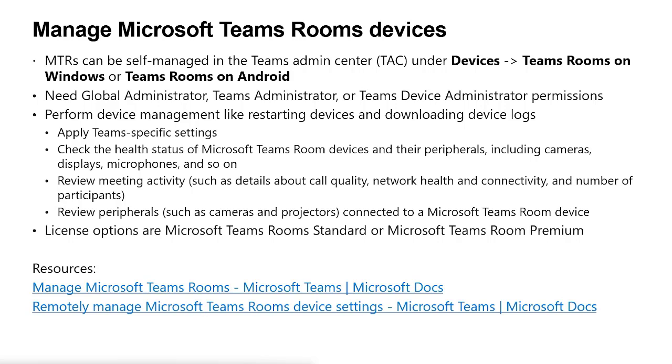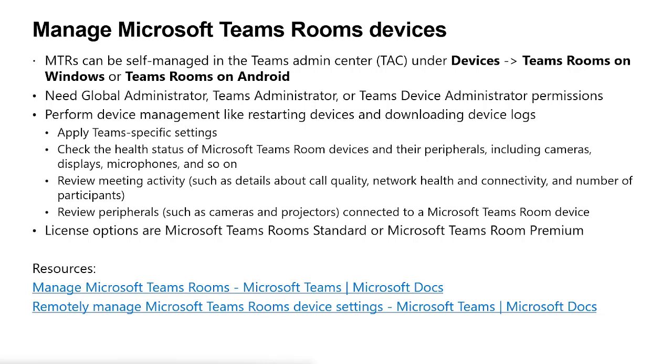The types of things you can do in terms of device management include things like restarting the devices, downloading the device logs. You can apply settings to the device relating to Teams. You can do things like check the health status of the room itself, any attached peripherals, things like cameras, displays, microphones, and so on. You can see a meeting activity history for the device. So it will show things like statistics around those meetings, how many participants, the quality of the calls and connectivity and so on as well at a glance. You can also review the peripherals that are attached to the device, cameras, projectors, and so on and so forth.